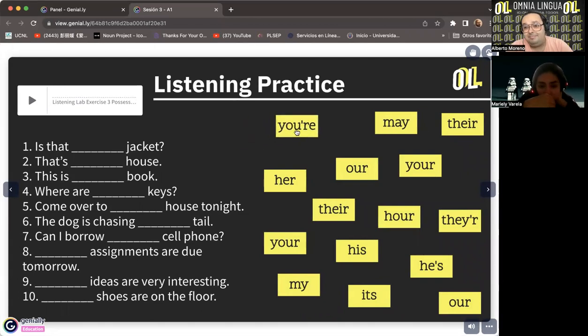Your, you are, my, their, our, her, their, our, your, their, his, your, my, its, our. Hay respuestas de más porque hay unas que están mal escritas o no son pronombres o adjetivos posesivos. Pero bueno, para eso hay que escuchar el audio. So pay attention, Marieli.